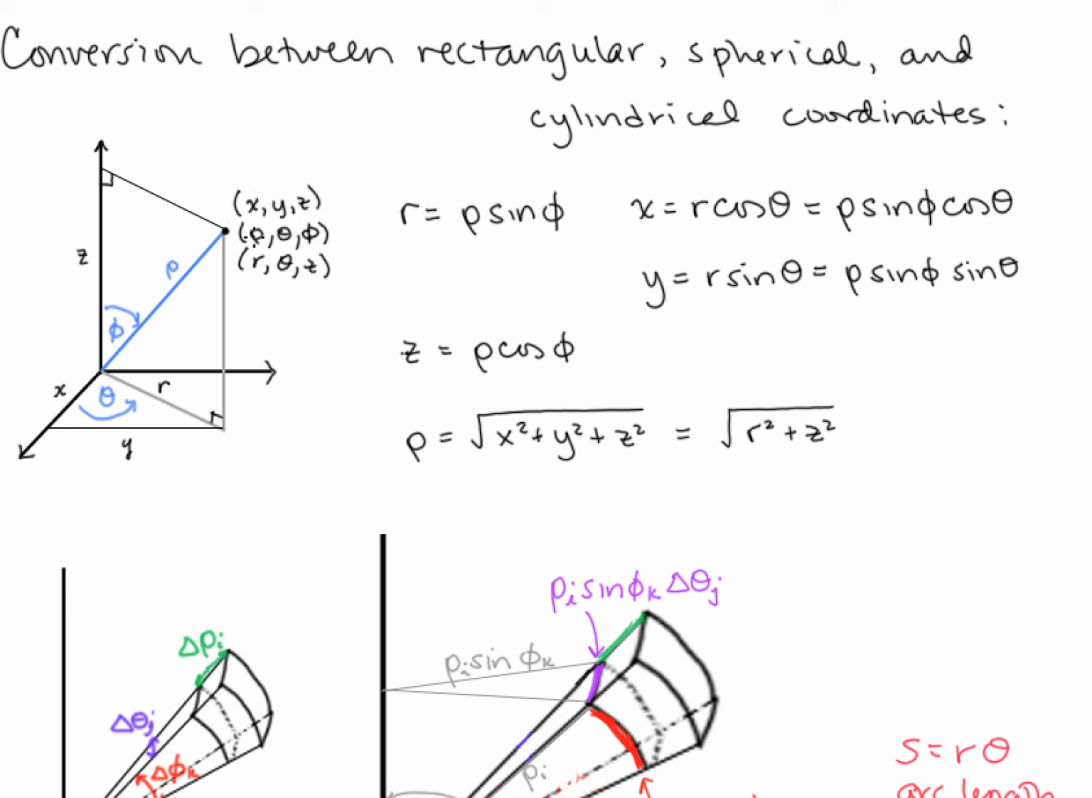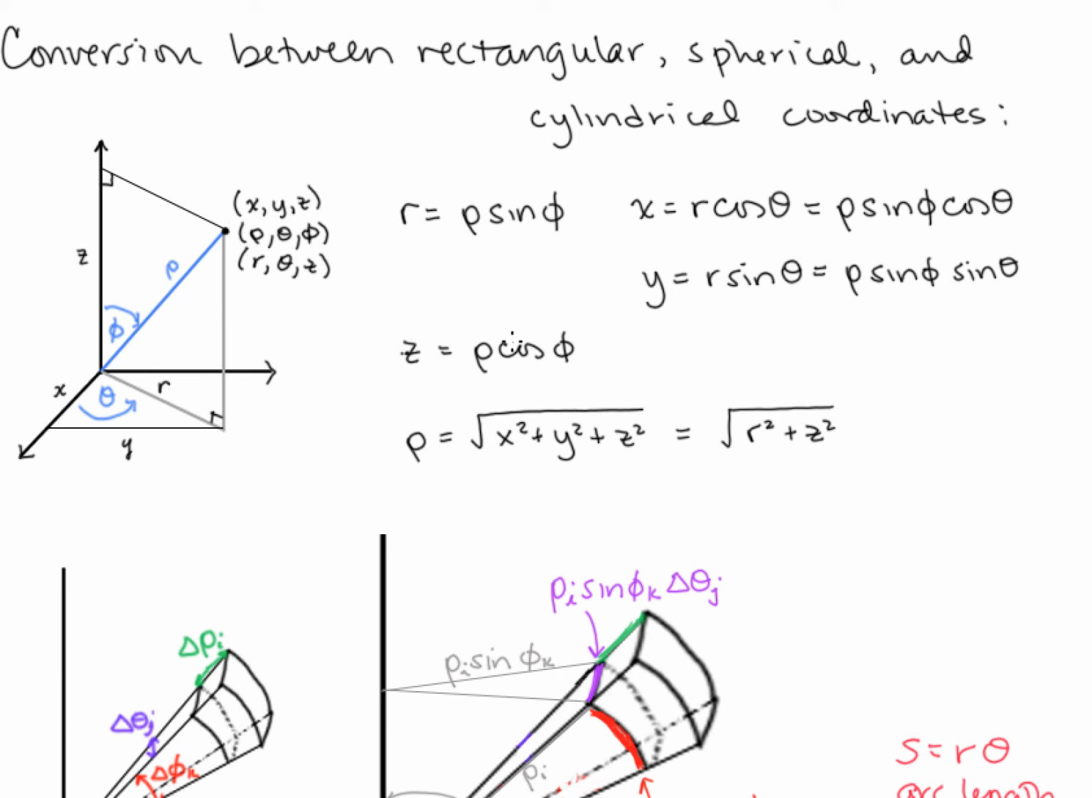But let's talk about how both rectangular and cylindrical coordinates relate to spherical coordinates. If this is our point rho, theta, phi, by taking a shadow in the two-dimensional plane, we can see that this distance is r. And this is the same distance we have up here, r. And so we can see that r is equal to rho sine phi. Also, from the same triangle, we can see that z is equal to rho cosine phi. So here we have relationships between cylindrical coordinates and spherical coordinates.